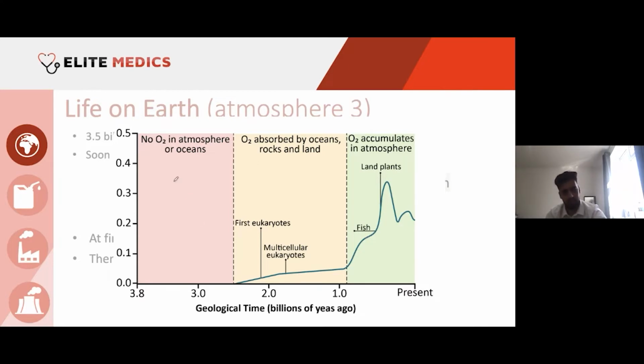So you could say that between 3.8 billion years and 2.5 billion years, there was no oxygen in the atmosphere or oceans, largely because the majority of the CO2 was in the oceans, and there wasn't much photosynthesizing life able to create oxygen. And even when oxygen was being produced by algae, for example, a lot of it was trapped in oceans, rocks, and land. Only when they were saturated with oxygen does oxygen accumulate in the atmosphere.